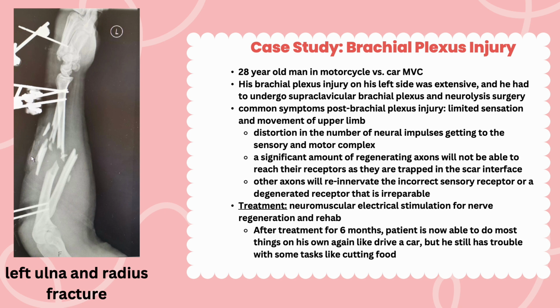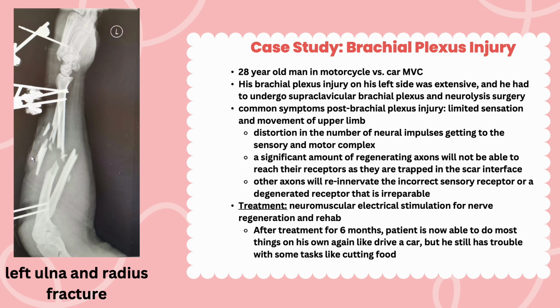Some symptoms when you have a brachial plexus injury like this: you'll have a distortion in the number of neural impulses getting to that sensory motor complex. This basically means that you'll have a decrease in sensation, either in your upper arm, your forearm, or your hand, depending on what nerve is specifically damaged, because as we just discussed, there are 5 major nerves within the brachial plexus, and they each innervate different muscles.